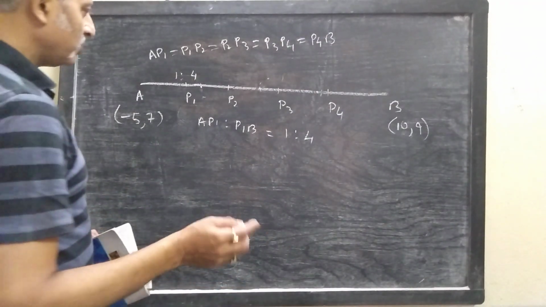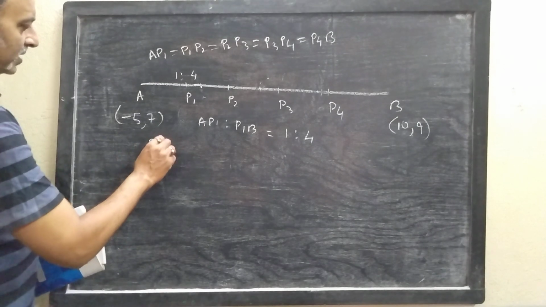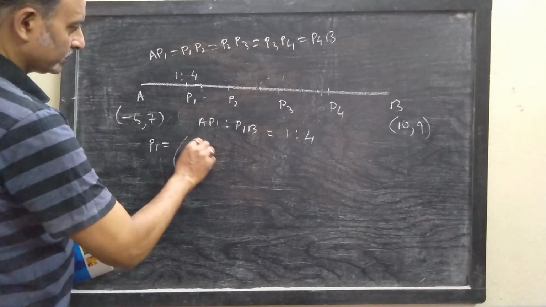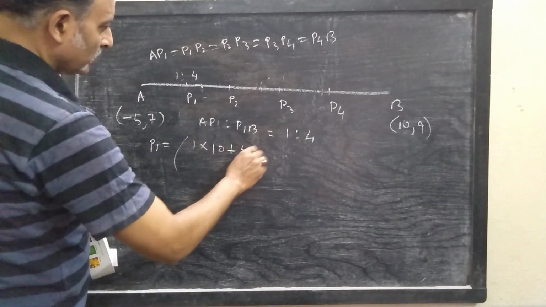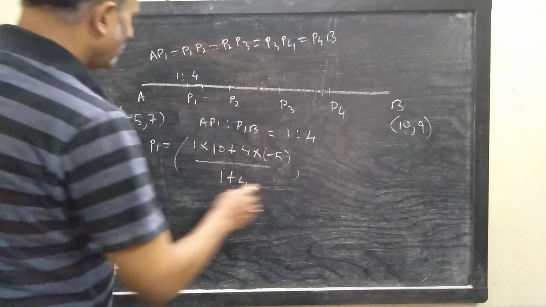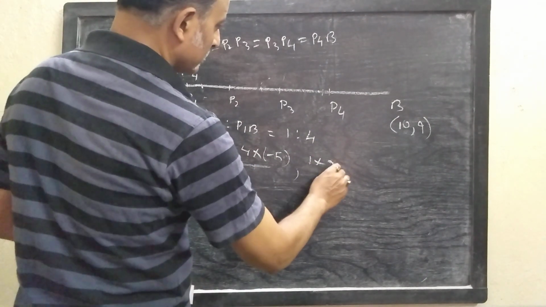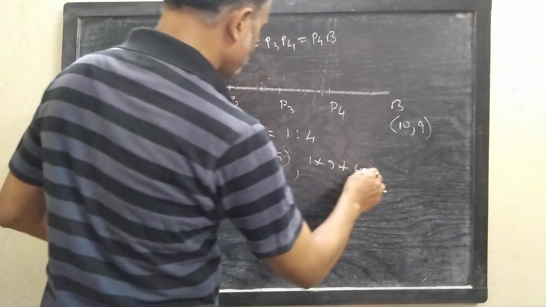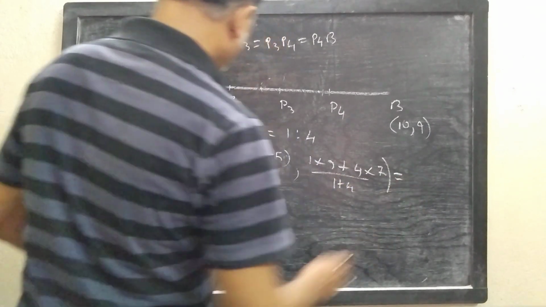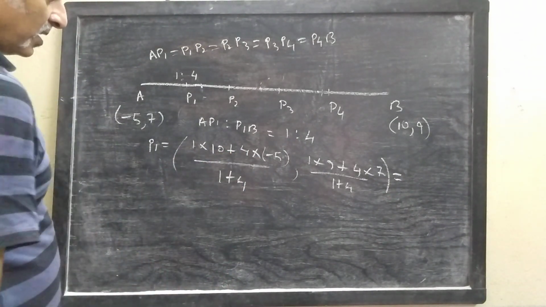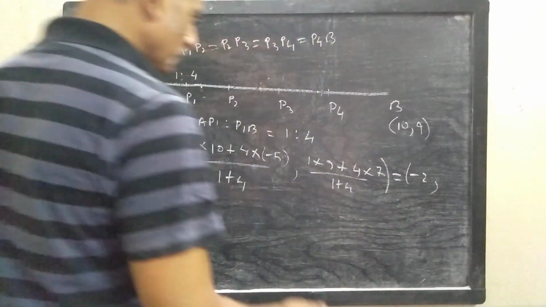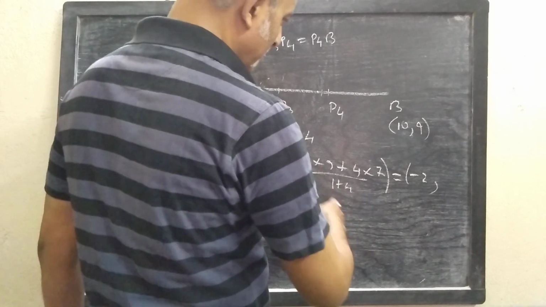Using the section formula we can find the coordinates of P1. Here m is 1, n is 4. So 1 into 10 plus 4 into -5, whole by 1 plus 4. Then 1 into 9 plus 4 into 7, by 1 plus 4. This will give us 10 minus 20, minus 10 by 5, so minus 2. Here it becomes 4 sevens are 28, and 37 by 5.